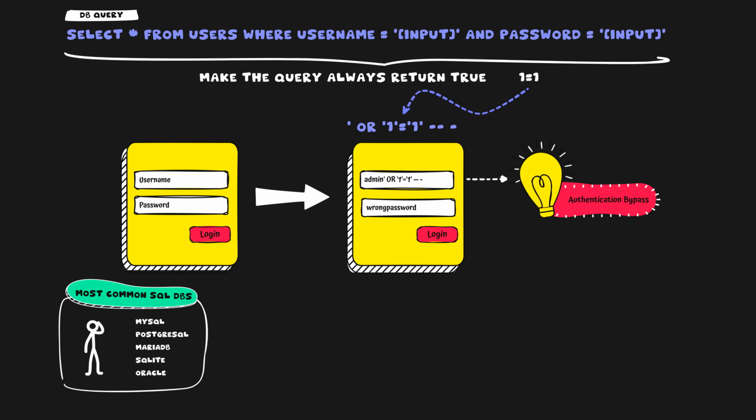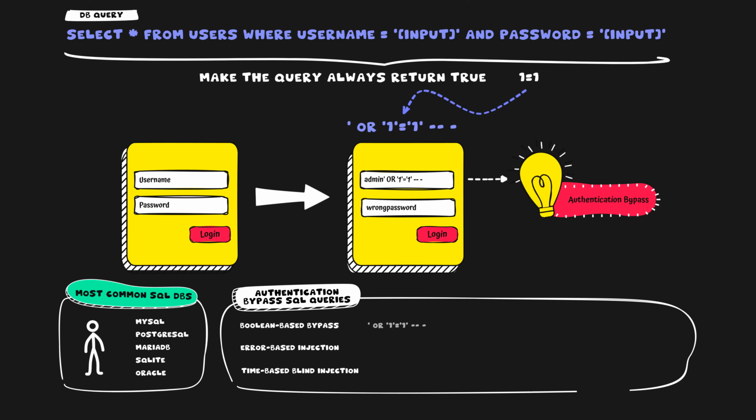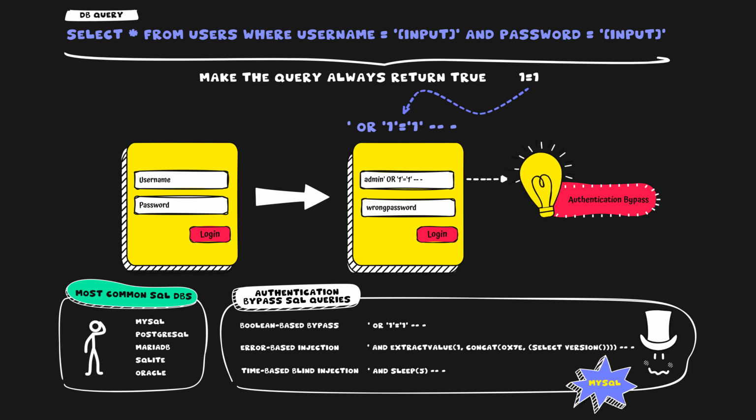There's more than one way to do this, and different databases use slightly different syntax. Depending on whether the backend is running MySQL, PostgreSQL, MS SQL, or Oracle, the exact payload will change, so testing a few variations is normal practice. But the 3 core techniques stay the same across all of them. Boolean-based bypass. The attacker crafts input that makes the query's logic always return true and comments out the rest of the check. The password field becomes irrelevant.